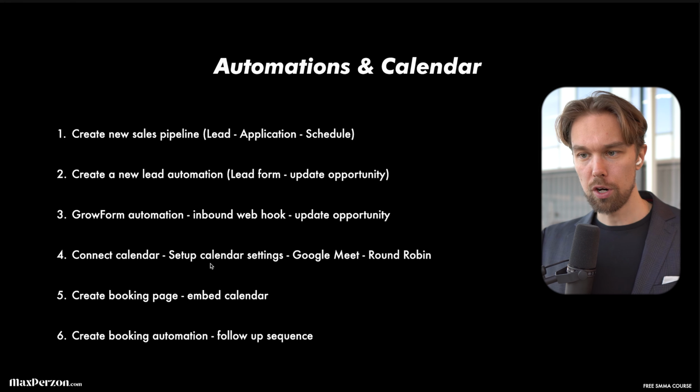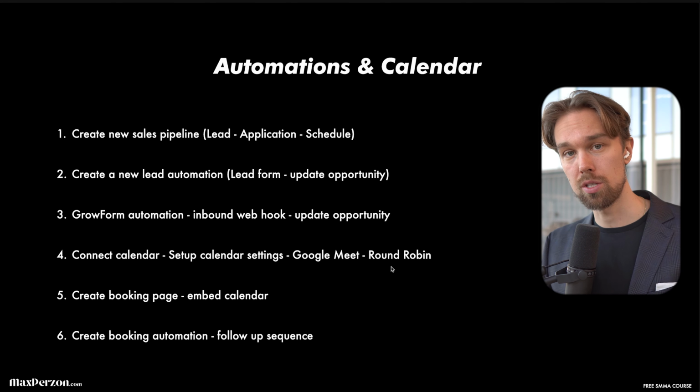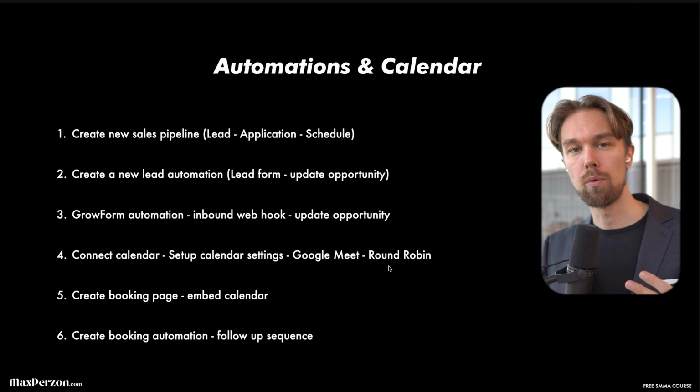Now, if we go back to the instructions, we've basically done everything on point number 4. We've connected a calendar. We've set up the calendar settings we just did. We've added the Google Meet, which is good. And we've also added the round robin. And we've also adjusted our actual Google Calendar for when we want to be able to take meetings.